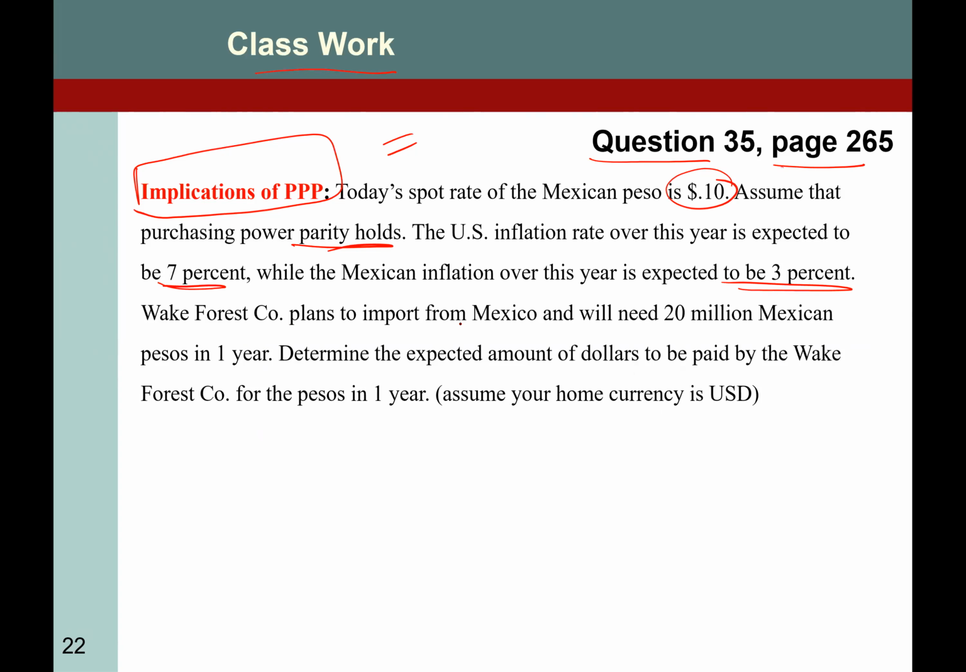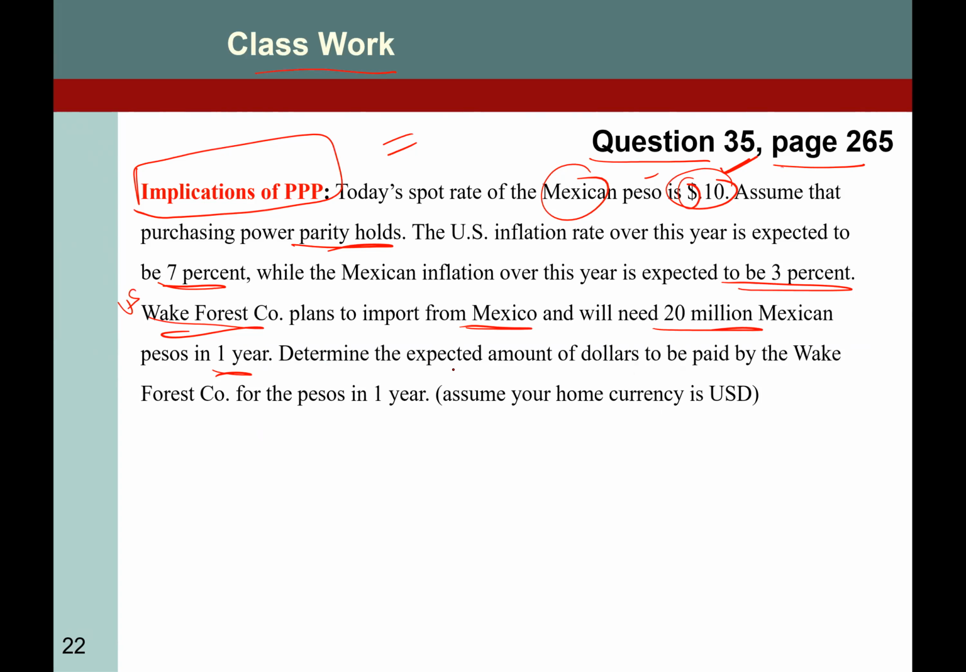Wake Forest plans to import from Mexico. It means this company is not Mexican, right? It is US, because the exchange rate is in dollars with respect to Mexico, and this company is importing from Mexico, so it means this company is from the United States. The Wake Forest company will be needing 20 million Mexican pesos in 1 year.